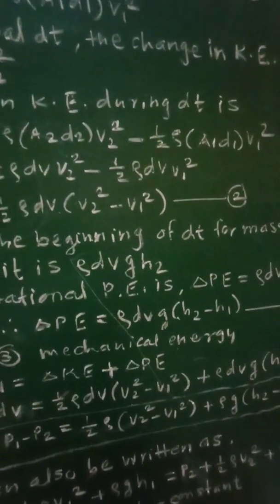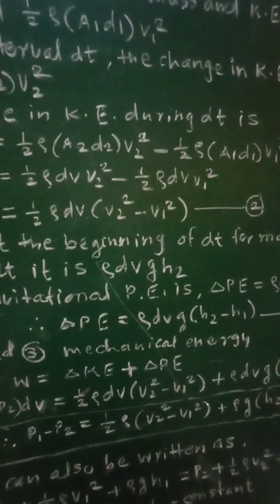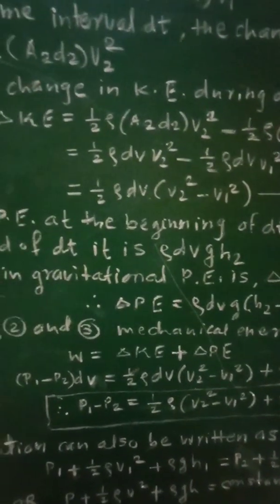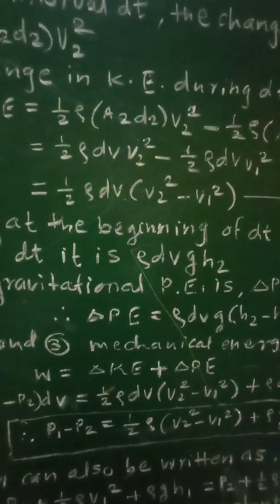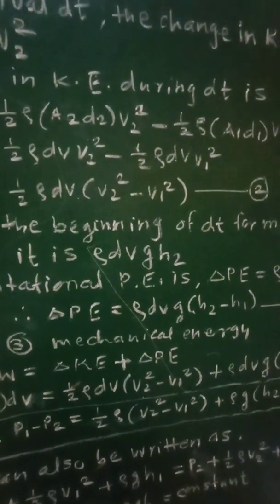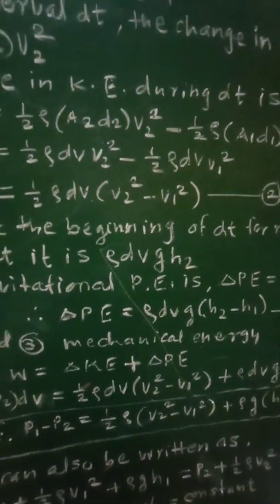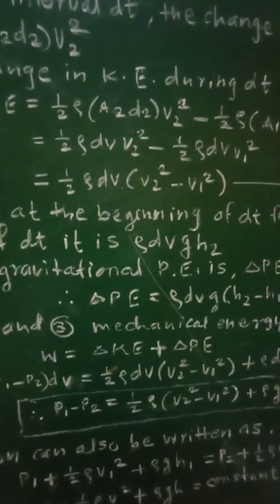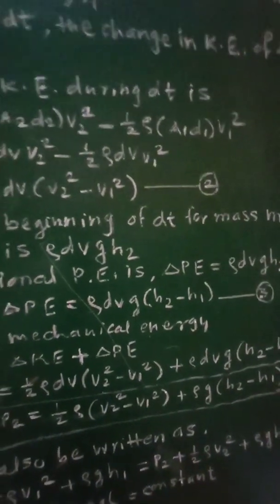Now in this case, the change in kinetic energy is calculated as final kinetic energy, that is at the upper end, minus initial kinetic energy, that is at the lower end, and therefore delta KE will be equal to half rho dV into V2 square minus half rho dV into V1 square. In this equation, A2 D2 and A1 D1 are replaced by dV, and therefore the change in kinetic energy delta KE equals half rho dV into V2 square minus V1 square, equation number 2.